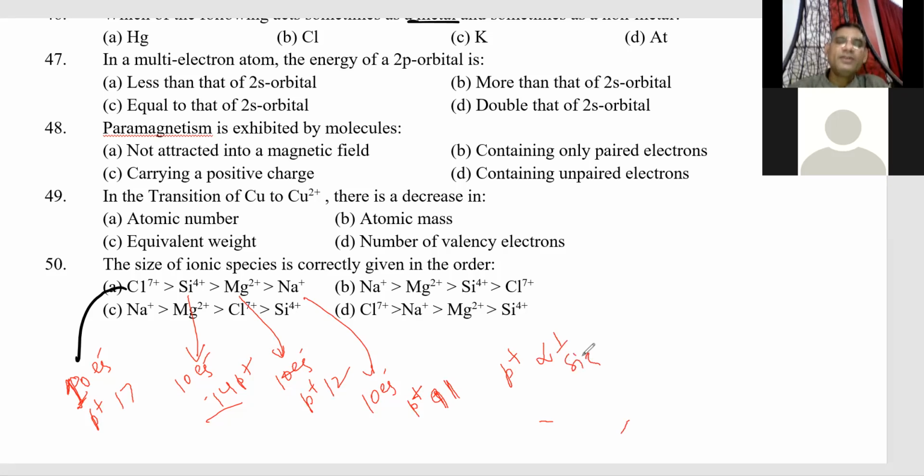So this is the biggest they have written, so this will not be the right one. Not these two. This will be the answer, B. This has the minimum number of protons. This is 11, this is 12, this is 14, this is 17. So B will be the answer. Fine.